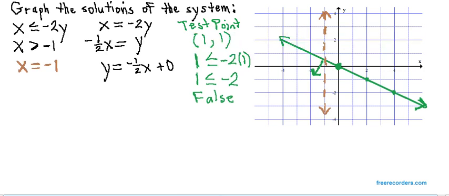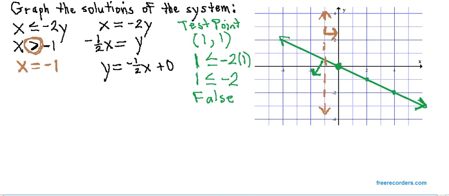Now, to determine which side of it to shade, you really don't need a test point. It should be obvious which side of the line is going to have the x's that are bigger than negative 1. That would be to the right of the line, would be where it's greater than negative 1.